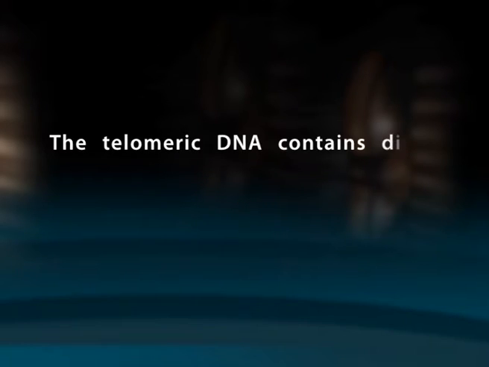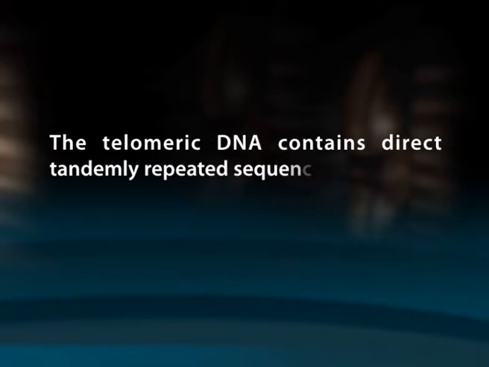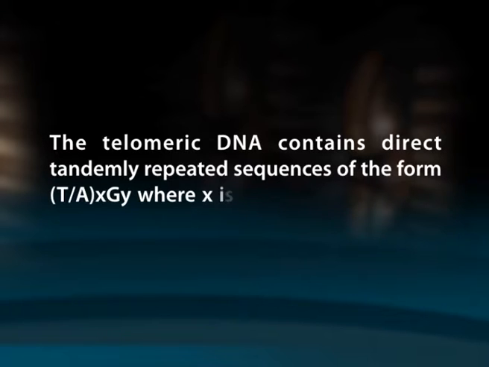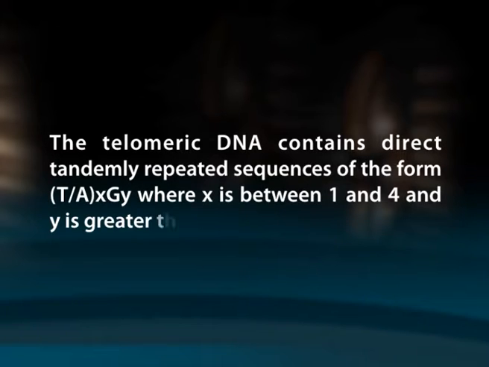The telomeric DNA contains direct randomly repeated sequences of the form T or A X G Y, where X is between 1 and 4 and Y is greater than 1. Human telomeres contain the sequence TTAGGG repeated from about 500 to 5000 times.